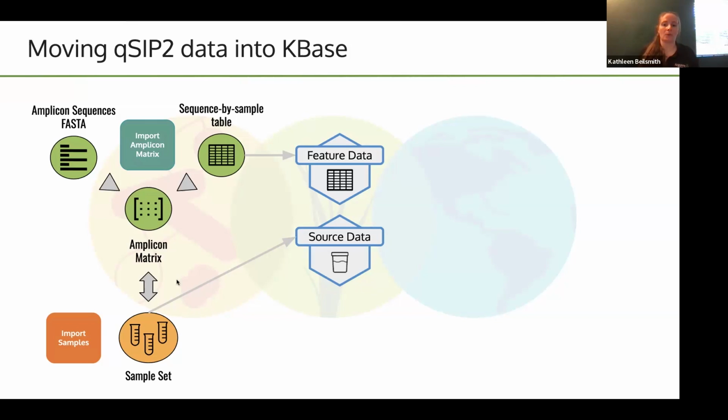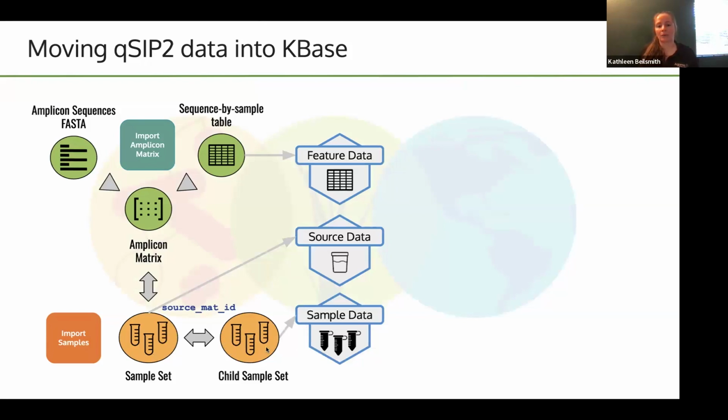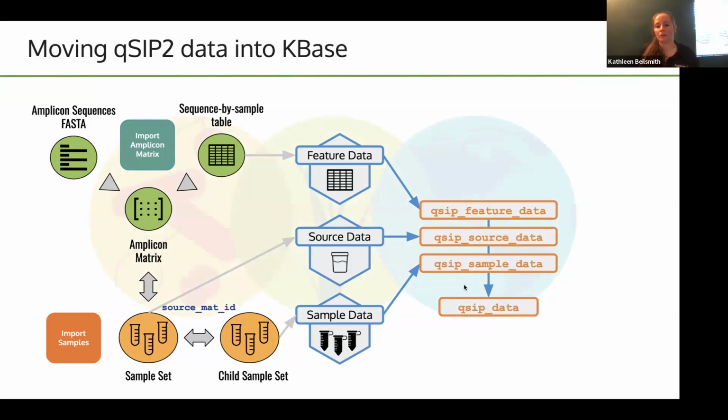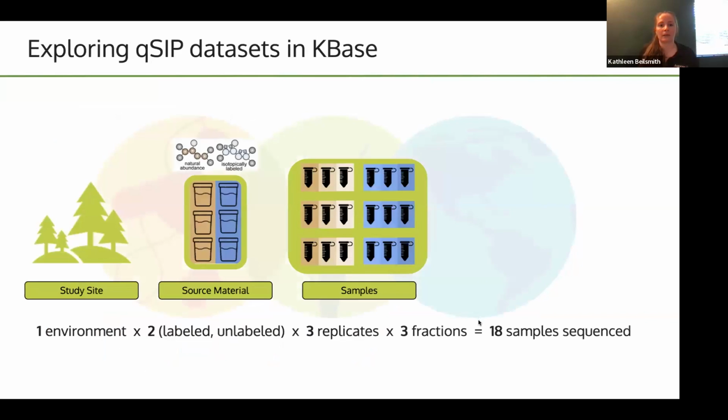All right, and so we have the source and the feature data. All we're lacking is kind of that sample level. And so this is just going to be accomplished by uploading a second sample set that's going to contain source material IDs that link back to the source data. So that's pretty straightforward, and you can run your qSIP analysis from there.